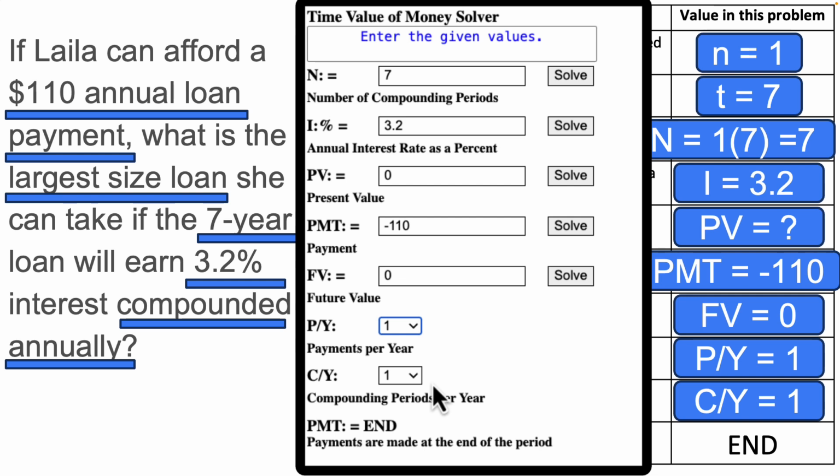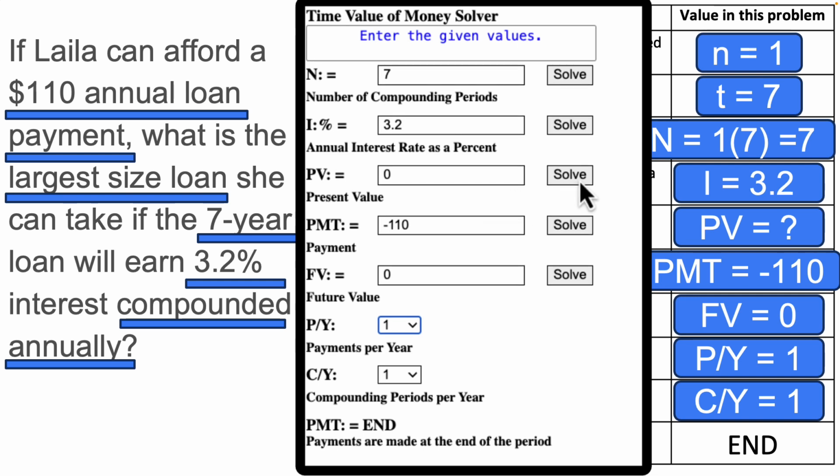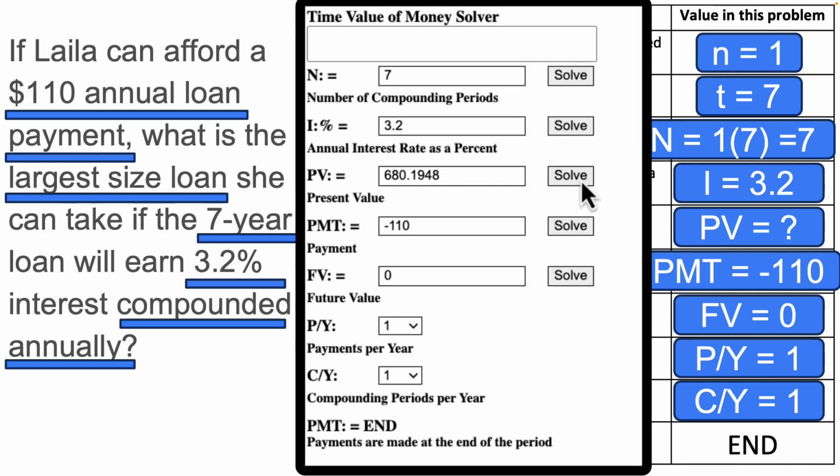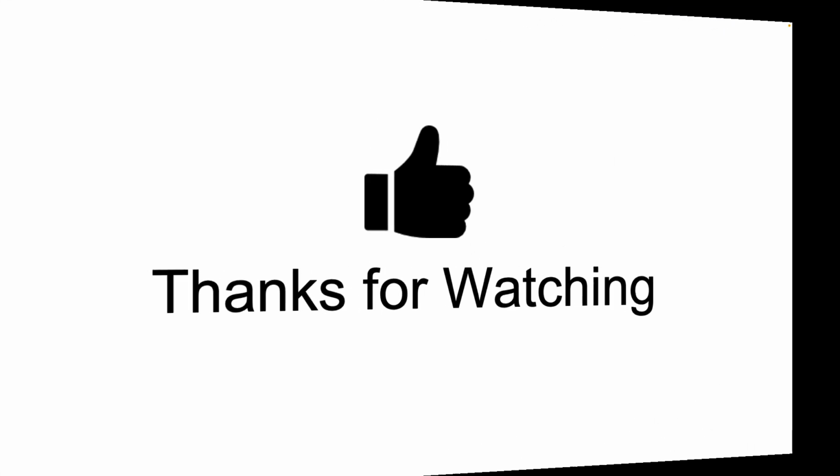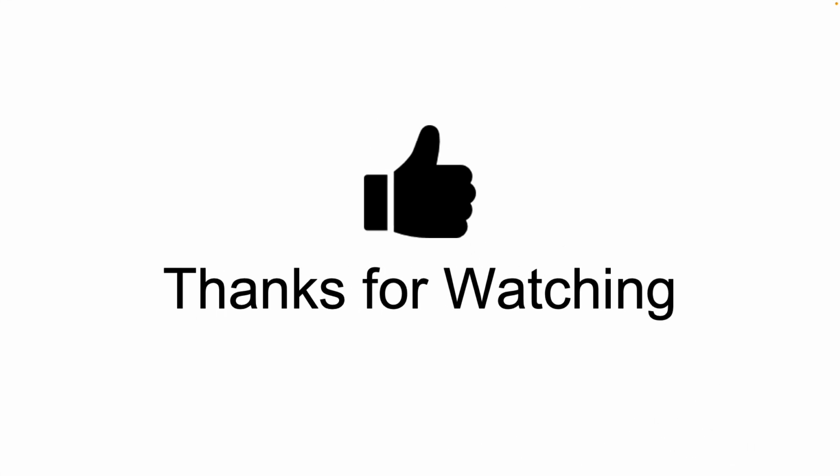Now, since we're trying to find the present value or PV, let's go back up to the line that says PV and click Solve. It looks like we get $680.19. This means that Layla can afford to take out a loan of $600.19. That's it for this video. Thanks for watching.